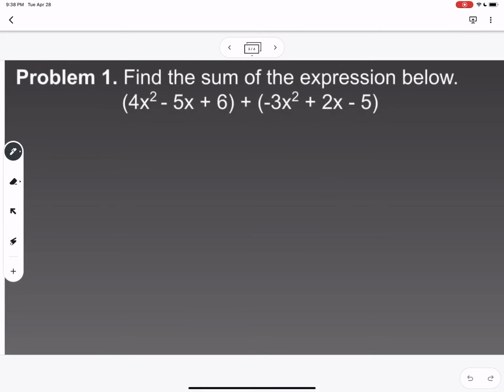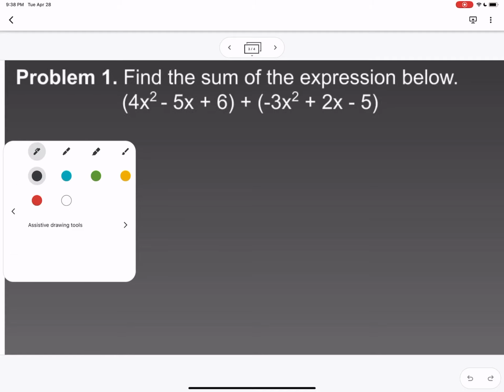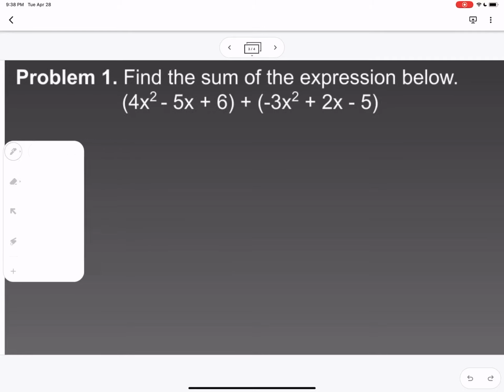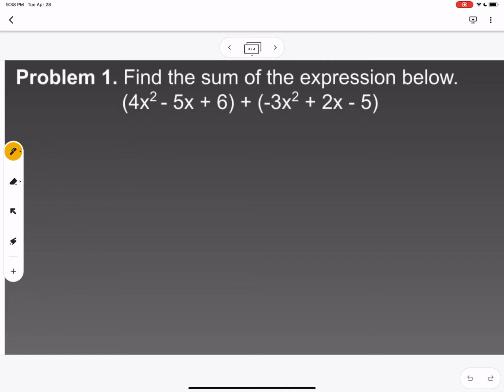Problem number 1. Find the sum of the expression below. We have 4x squared minus 5x plus 6. That's one polynomial. Plus negative 3x squared plus 2x minus 5, which is the other polynomial. So step number 1, you want to identify your like terms.